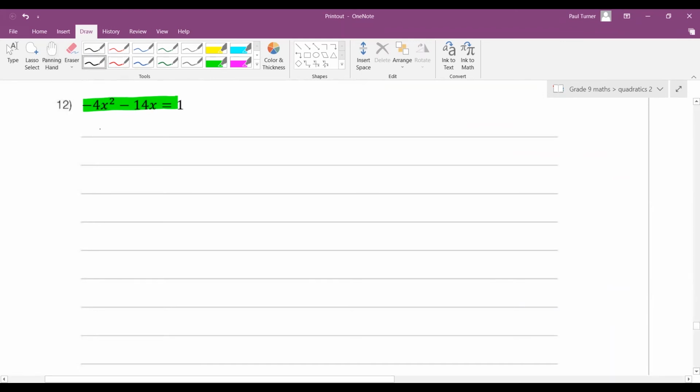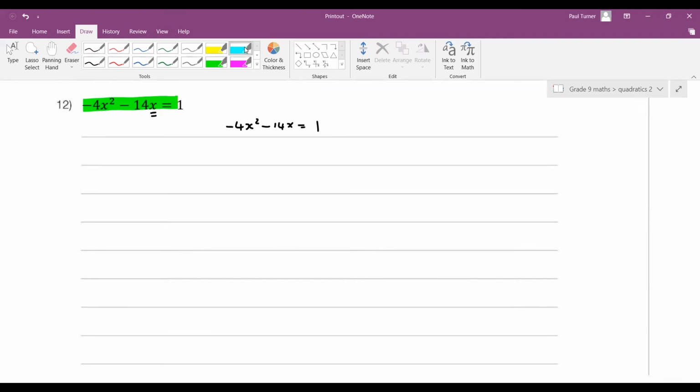So for question 12 here, everything looks okay. We got a 1 on this side, so that's in a good position. But you've got a minus 4x squared. Your textbook is missing the x. You see that x there? So you need to put x in here. If there's no x there, it's really easy. But there's actually meant to be an x here when I check the book answer key. So we've got minus 4x squared minus 14x equals 1.